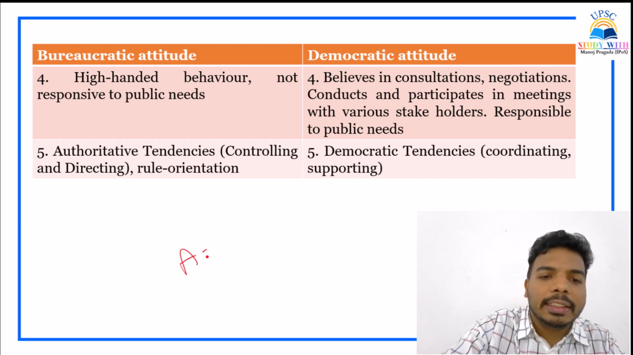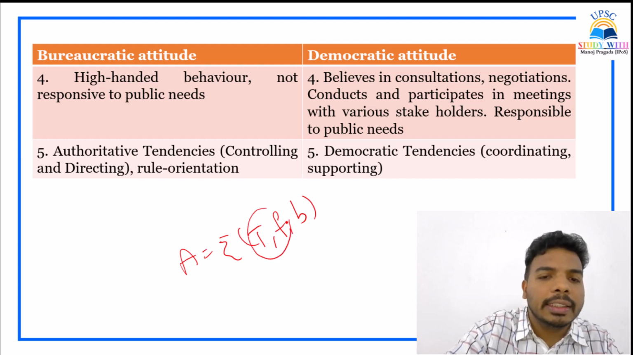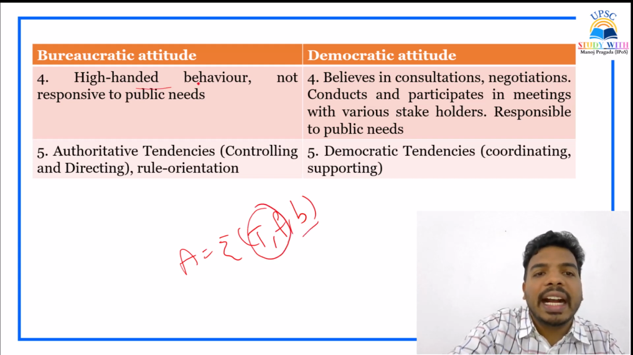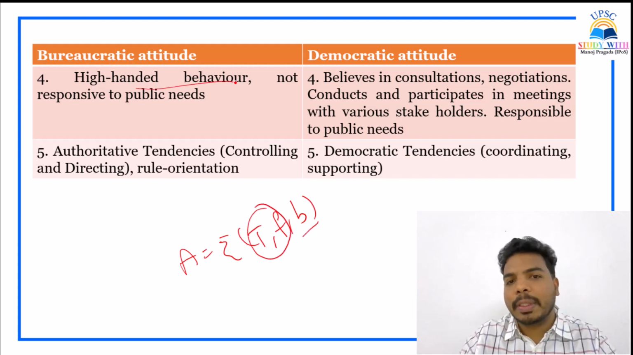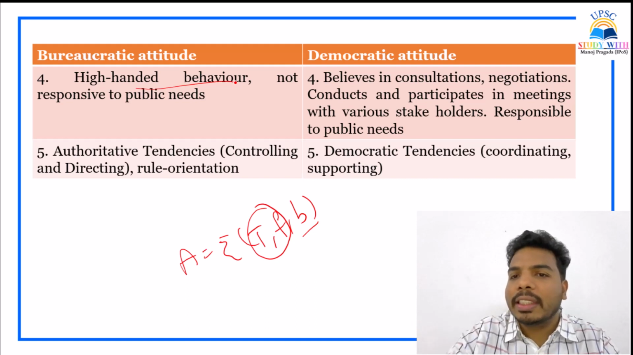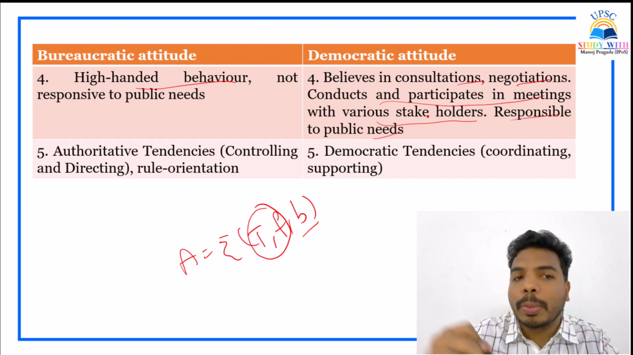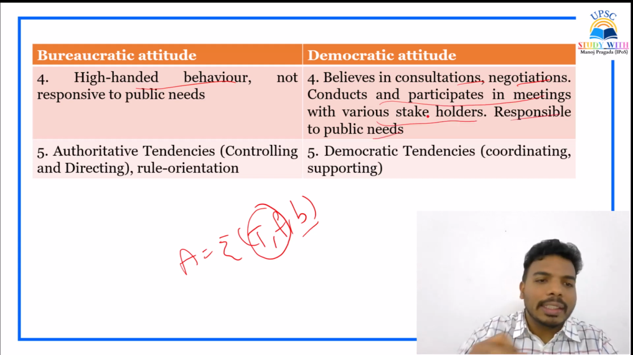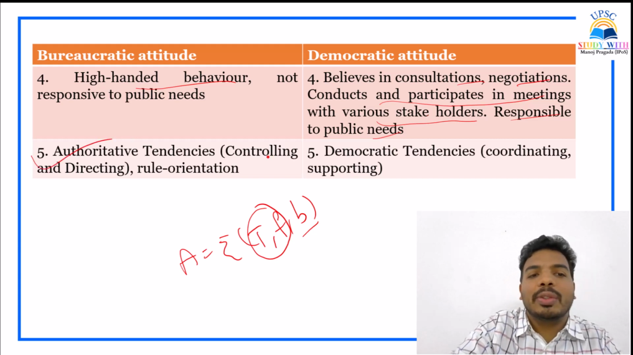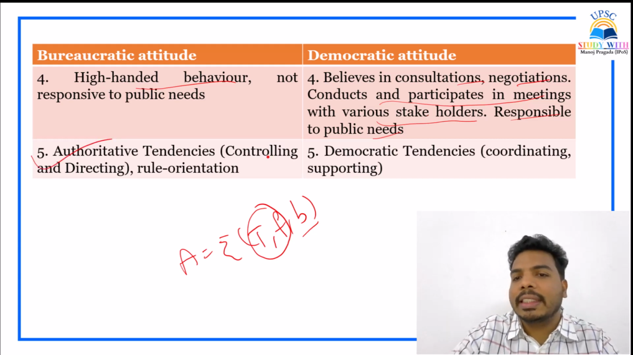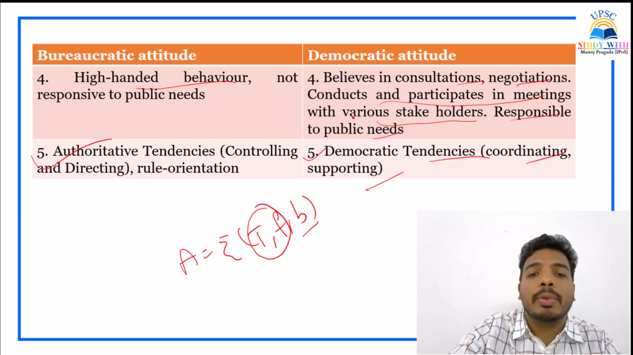I have already discussed it. Attitude is the sum of thoughts, feeling, behavior. We have already discussed these two. What is behavior? A high-handed behavior, not responsive to the public needs. Here, what is the behavior? He believes in consultations, negotiations, conducts and participates in meetings with various stakeholders, responsive to public needs. So what is the tendency? Authoritative tendency, controlling, directing, rule orientation. Here? Democratic tendency, coordinating, supporting.